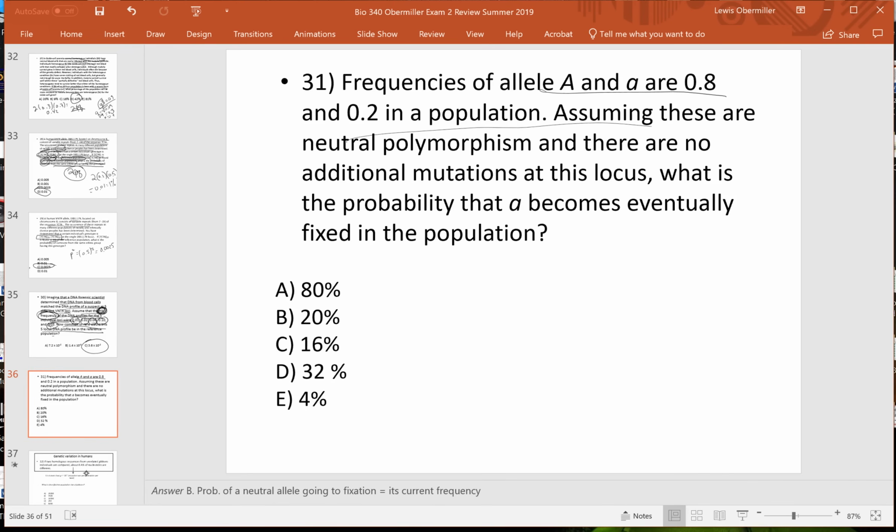Big A and little a, 0.8, 0.2, assuming these are neutral, no additional mutations, what is the probability that little a becomes eventually fixed in the population? Well, remember we talked about the probability of little a getting fixed is the exact same as its frequency in the current population, so that would be 20%.